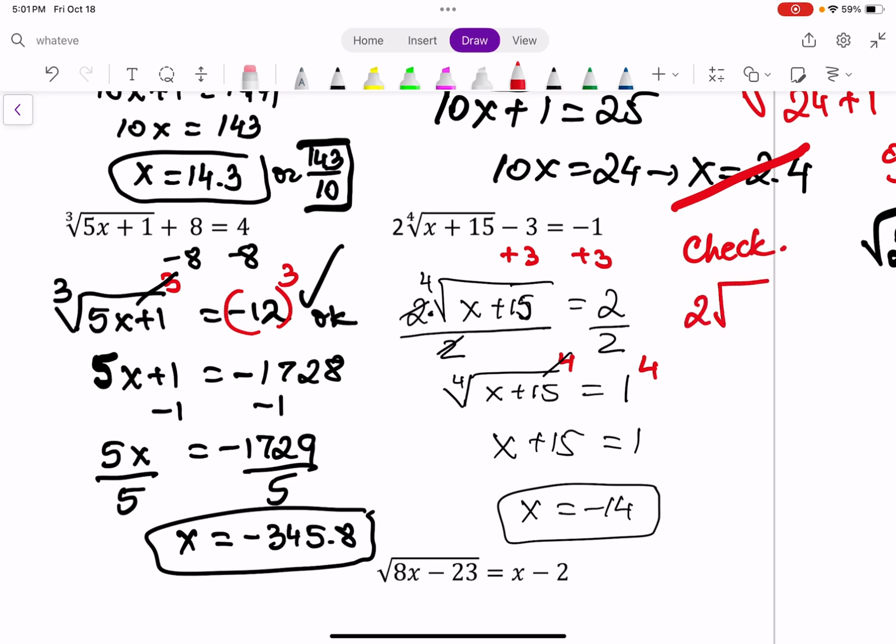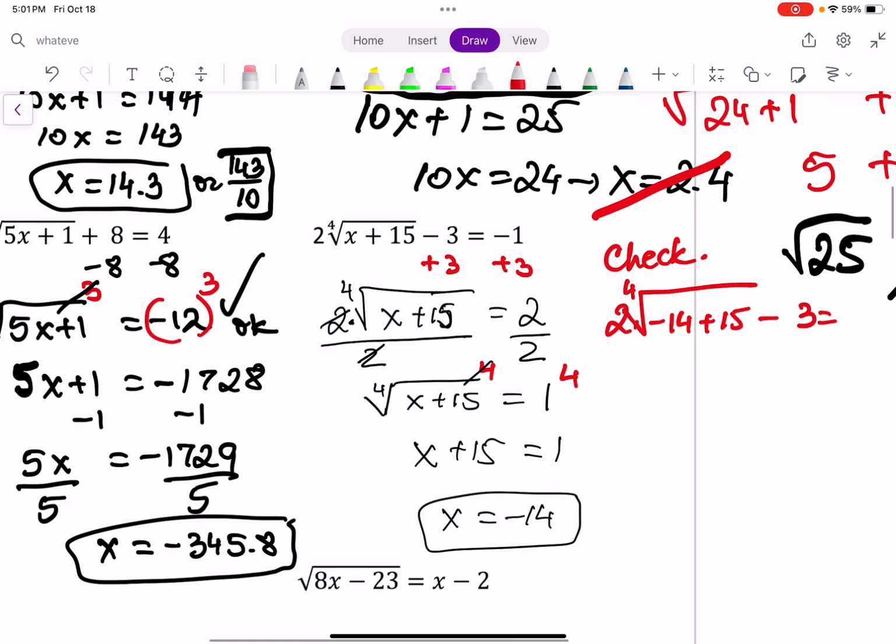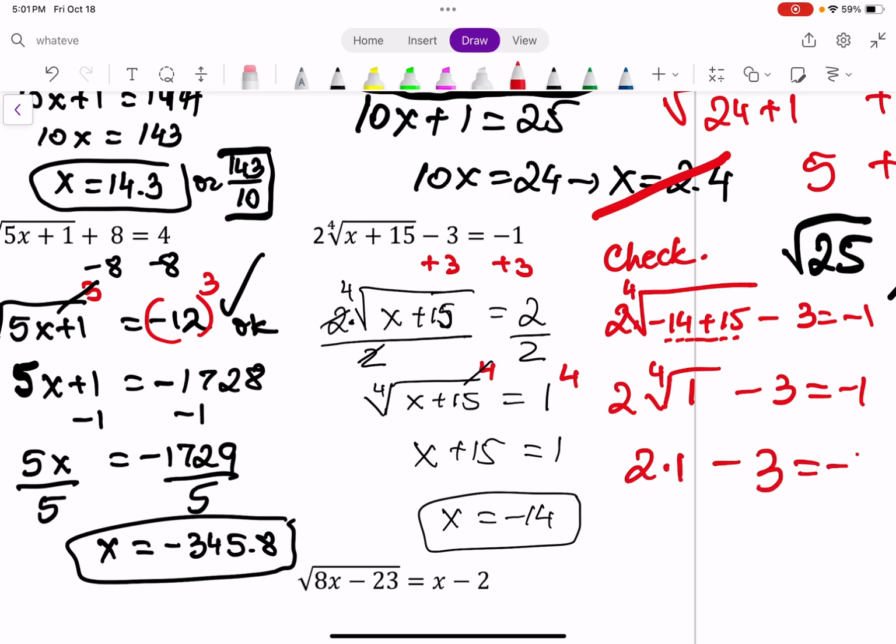Is 2 times the fourth root of negative 14 plus 15, minus 3 on the outside, going to equal negative 1? Well, let's see. That's 2 times the fourth root of negative 14 plus 15, which is a positive 1. And the fourth root of 1 is 1. So 2, that's 2. 2 minus 3 equals negative 1. So yeah, correct. So I like this answer. It works.